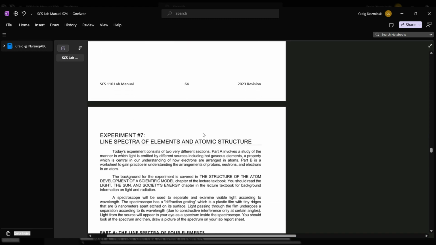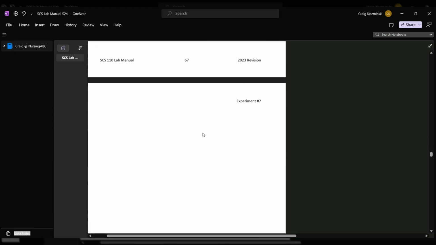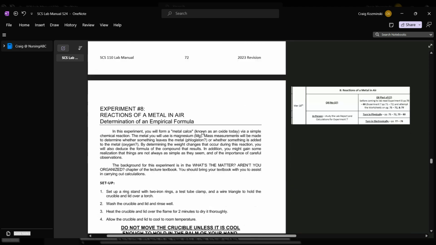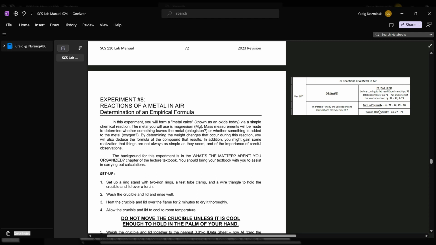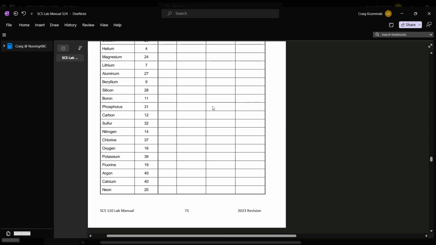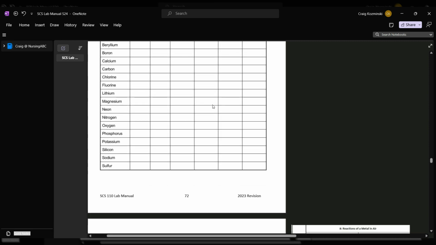Now you might be thinking, well, Mr. Kozminski, if this is experiment number 8, what happened to experiment number 7? Well, if you take a close look at your syllabus, you'll see that tomorrow you will be asked to turn in pages 71 through 72, which are from the previous experiment, experiment number 7, as well as pages 79 and 80. And so because of our extended break, we did have to cut experiment number 7 from the lab. However, we do want you to focus on completing these two pages, pages 71 and 72.